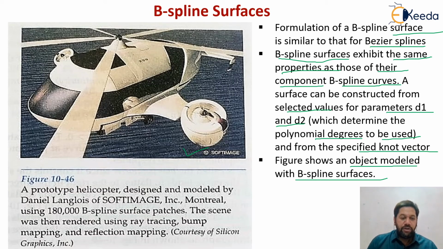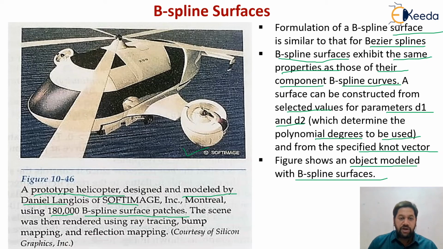I'm just reading the description of the diagram. A prototype helicopter designed and modeled by Daniel Langlois of Softimage Corporation, using around 180,000 B-spline surface patches. I have so many shapes here which are combined. So how many shapes? There are 180,000 B-spline surface patches.